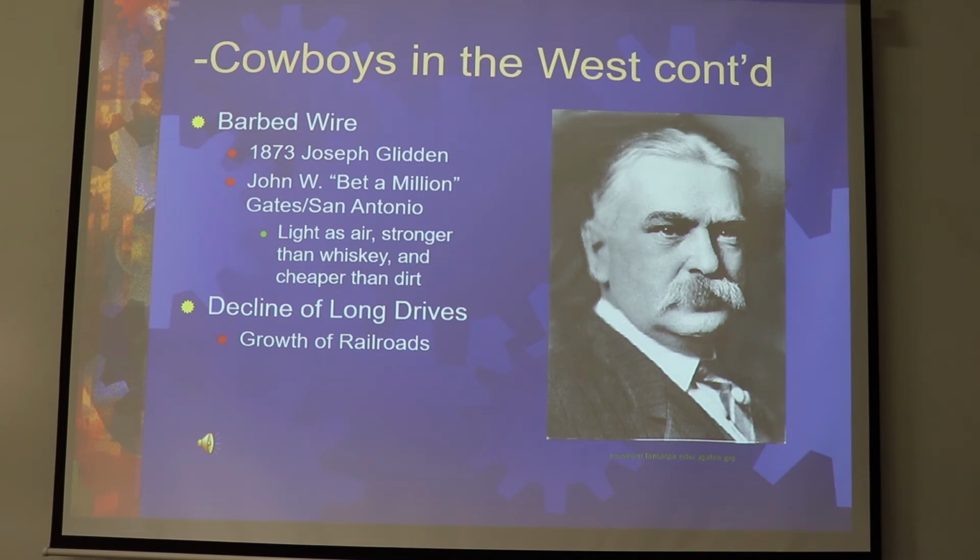Well, you don't give a Texan a challenge like that. So all these ranchers got their bulls, the meanest ones. They made them extra angry, like you can make a cow extra angry for a rodeo. Threw them into the corral. It would rush towards the fence, but as soon as it felt the barbs going into its skin, it'd back off. Basically, no bull was able to break through. He called barbed wire light as air, stronger than whiskey, and cheaper than dirt.